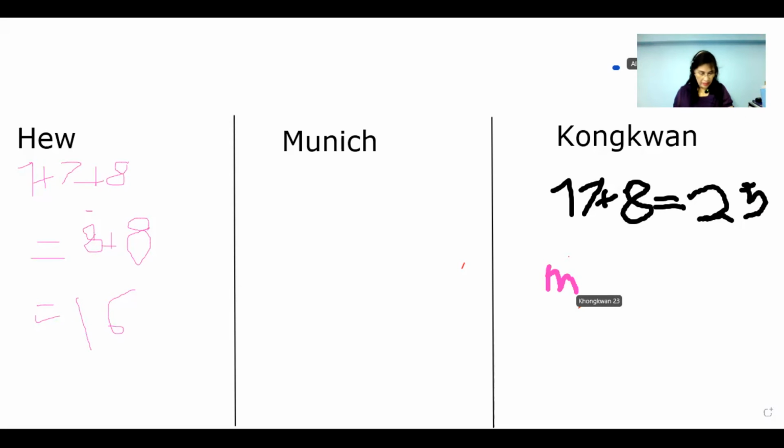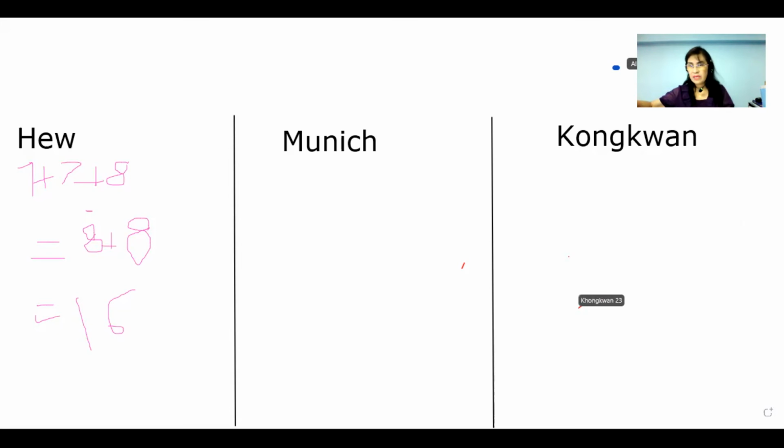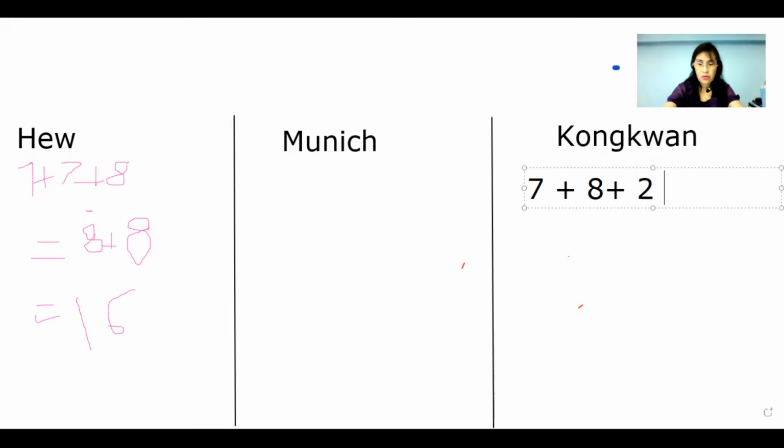Kong Kwan, you are Kong Kwan. Wait a minute. Oh, you are on number 7. Number 6, Kong Kwan, you have there: number 6 is 7 plus 8 plus 2 equals. Now, how are you going to do that?